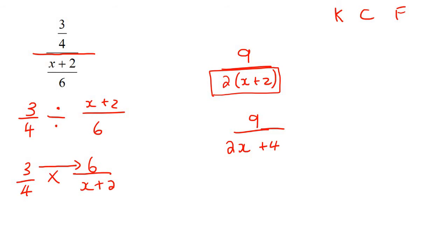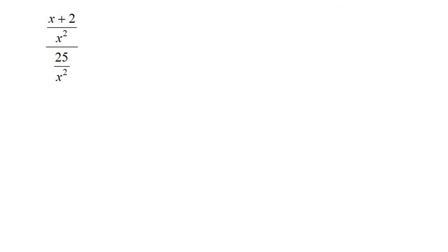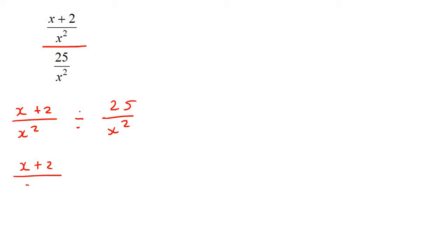Okay, let's try another example. So here's our next one. Here you can see the main fraction line is over there. So I'll write out the first fraction. Then I know that that means divide 25 over x squared. And then we know that when you have a divide between two fractions, you can just turn it into a multiply, and then you flip this one upside down.